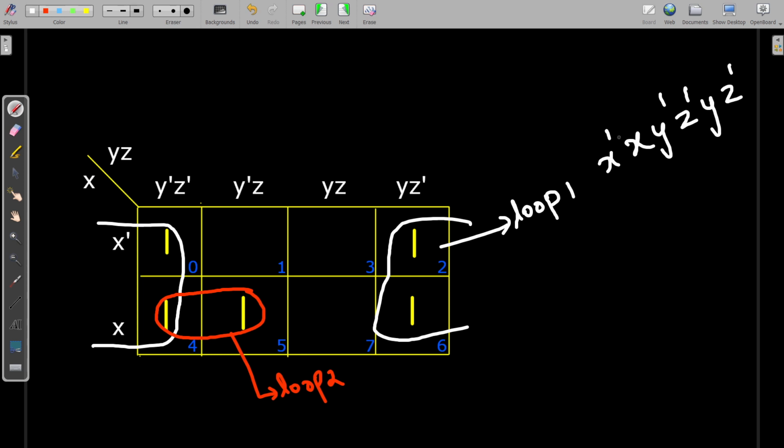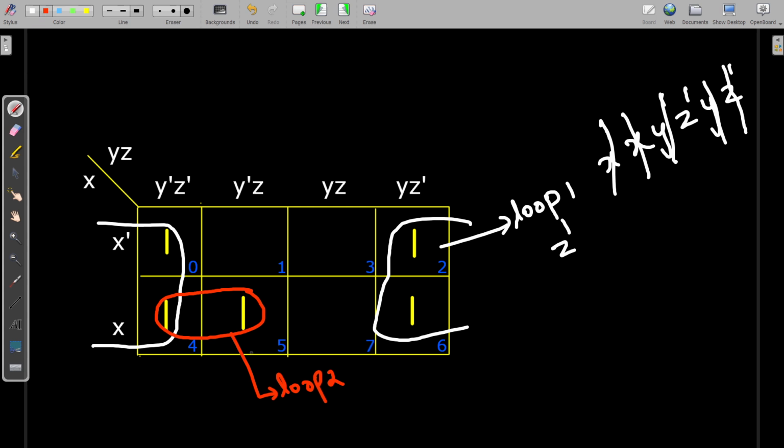Now we have to look for the change in variables. x dash and x change, so we can cancel it out. y dash and y change their value, so they can be eliminated. Then z dash comes twice, so one term can be removed. So remaining we have z dash alone for loop 1.